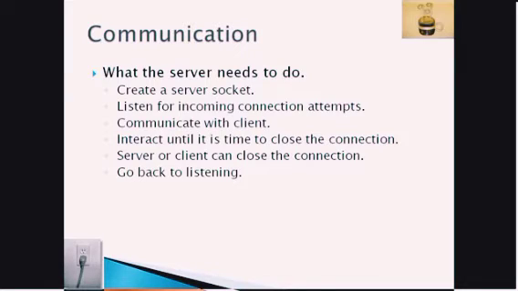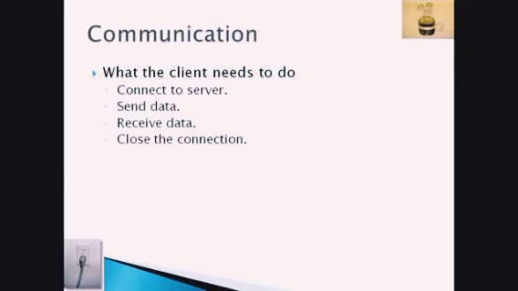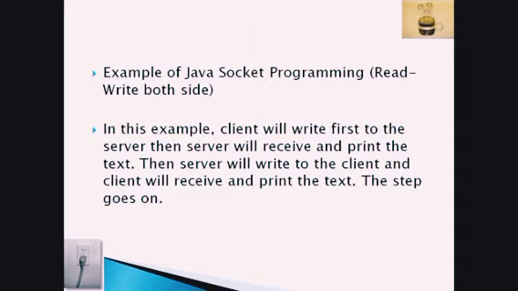Next, how can communication be done between a client and server? First of all, the server needs to create a server socket. It listens for incoming connection attempts. It communicates with the clients and interacts until it is time to close the connection. Either server or client can close the connection and go back to listening. Similarly, the client needs to connect to the server. The client can send and receive data, as well as close the connection.